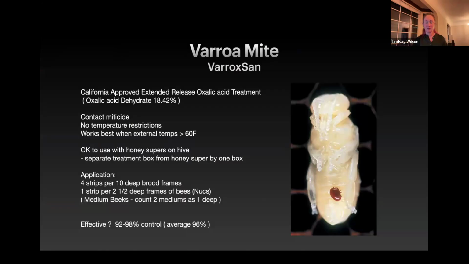Okay, so we all know about Varroa. She's been here since the 1980s. It's a pest of honeybees. It feeds on developing larvae, but can also feed on adult bees. She transmits viruses to the bees, and there's a lot of different strategies to be able to combat them.